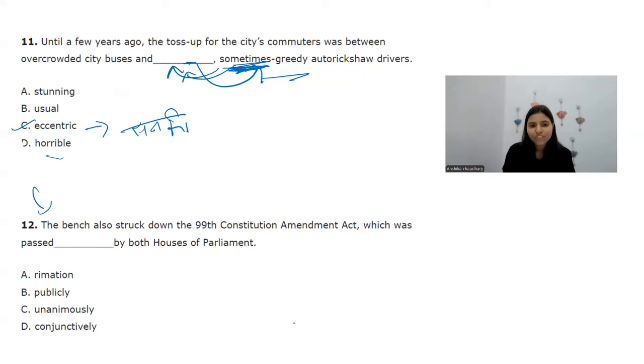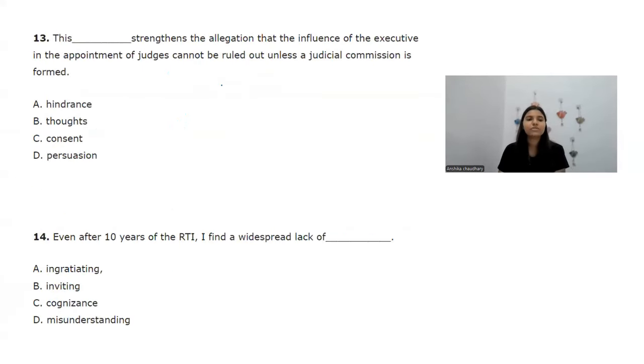The bench also struck down the 1919 Constitution Amendment Act, which was passed unanimously by both houses of parliament. Unanimously, again, we can say in an unbiased way, in a perfect judgment way. So unanimously by both Houses of Parliament. Let's move on to the next question.